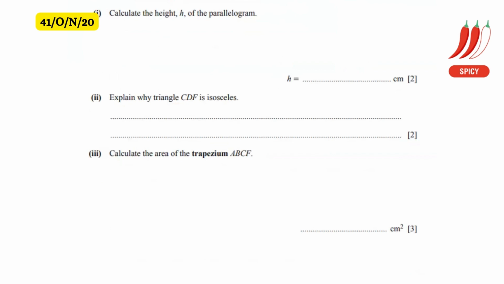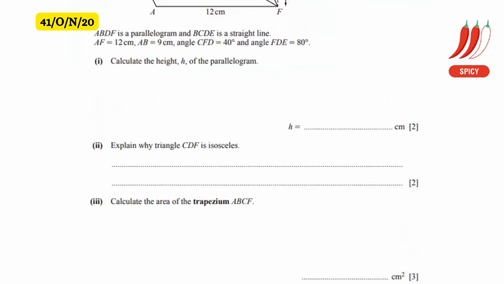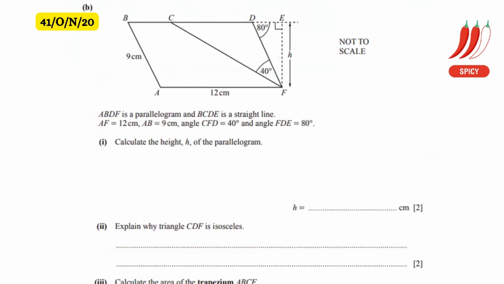Then it says calculate the area of the trapezium ABCF. So area of a trapezium ABCF. So what are the conditions for a trapezium? We need two parallel sides. As you can see, these two are parallel. And we already found that this was 3 and this was 9. And the height was also found, which was 8.86. So we already have everything. We have the perpendicular height, we have the parallel sides. So you can easily use this in the formula to find the area of the trapezium.